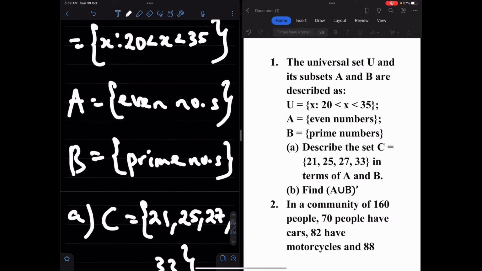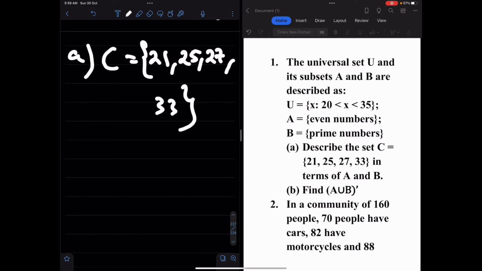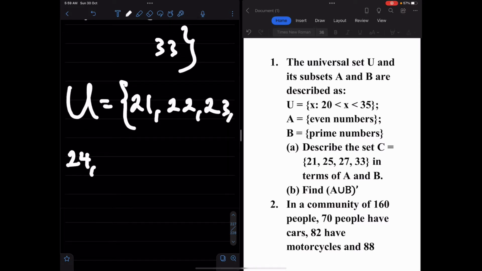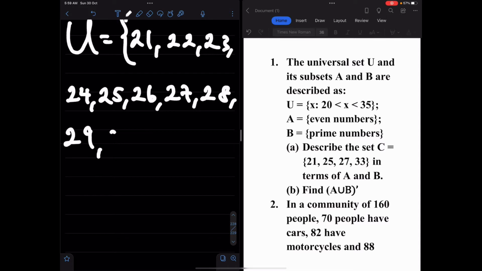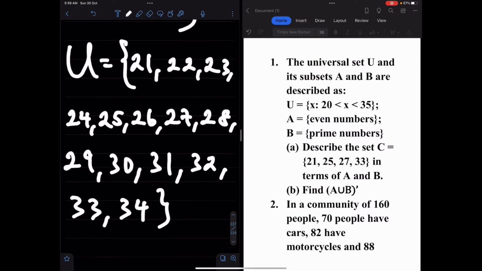Now what do we do? What's the relationship between the set C and the sets A and B? First of all, let me write all the elements of the universal set. That's 20 less than X less than 35. That means 20 and 35 are not included, and that will be 21, 22, 23, 24, 25, 26, 27, 28, 29, 30, 31, 32, 33, 34. Now, that's the universal set.